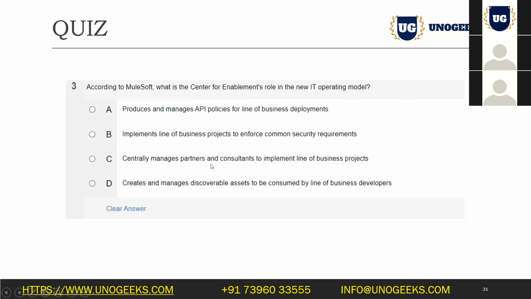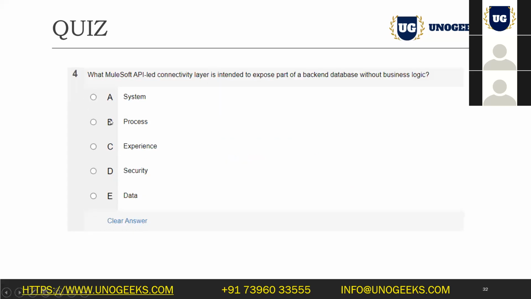Okay. So the third is centrally manages partners and consultants. So this is not correct. Option D, creates and manages discoverable assets to be consumed by line of business developers. So this is correct. It creates and manages discoverable assets. Assets means the APIs to be consumed by line of business developers. So the answer D is correct for this question.